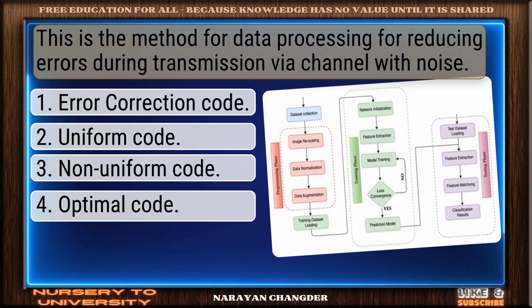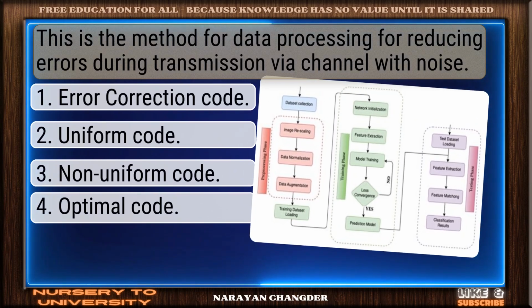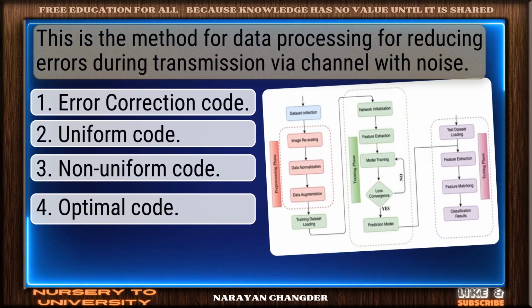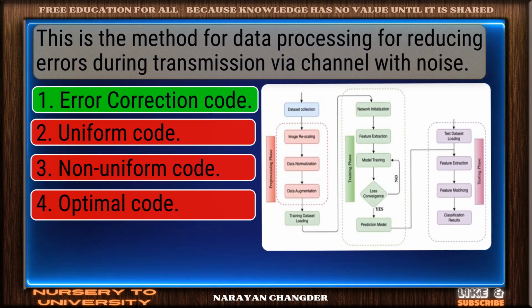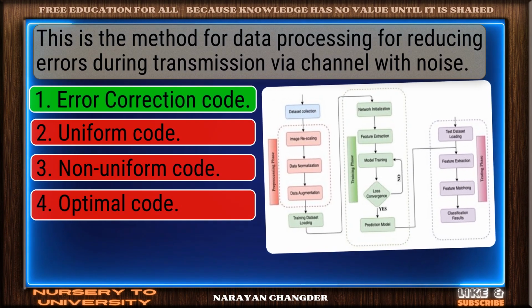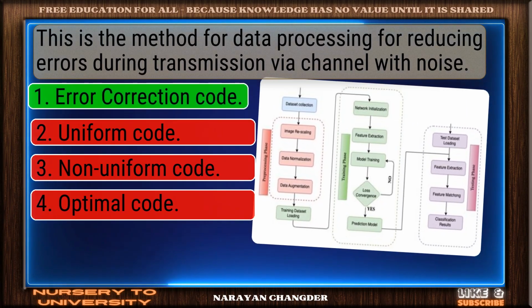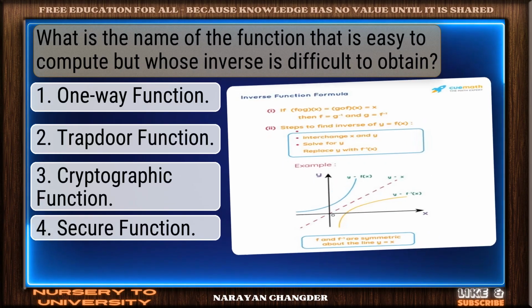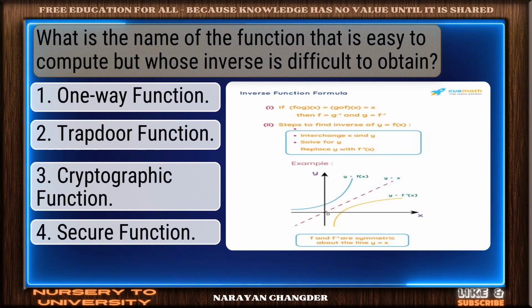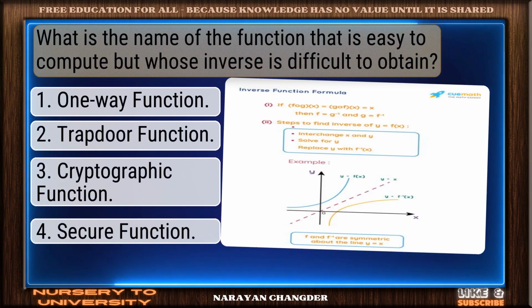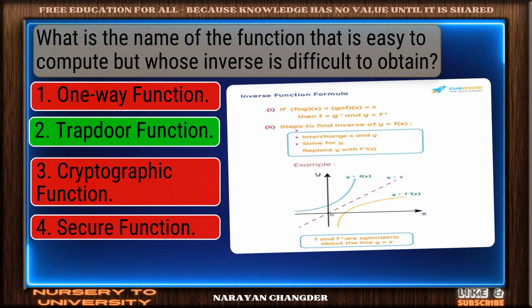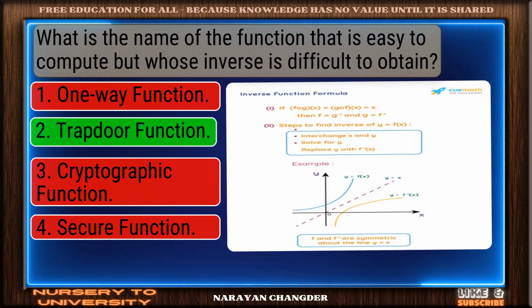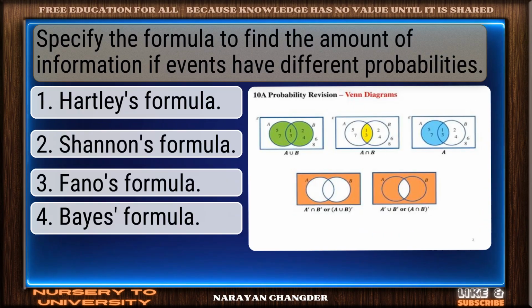This is the method for data processing for reducing errors during transmission via channel with noise. Excellent. Error correction code is a brilliant choice. What is the name of the function that is easy to compute but whose inverse is difficult to obtain? You're right. Trapdoor function is the correct answer.